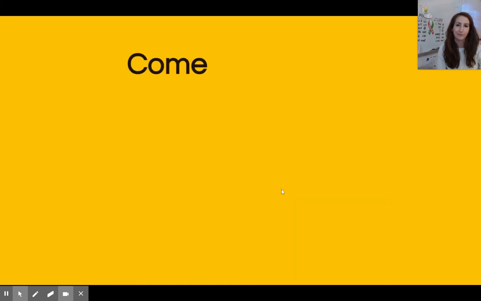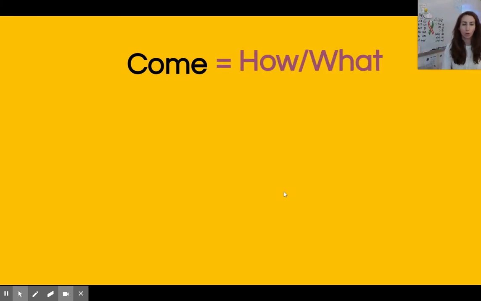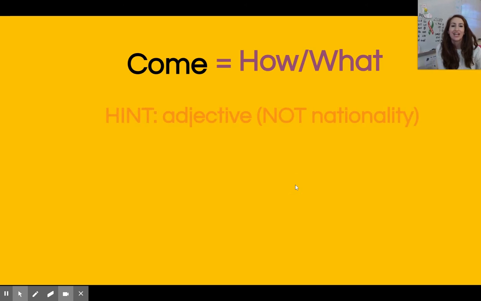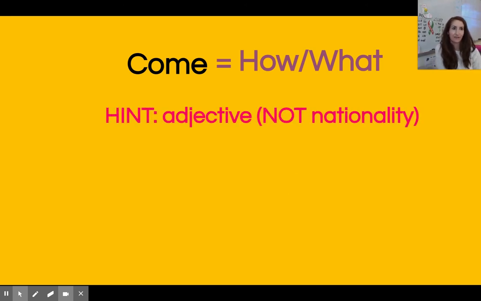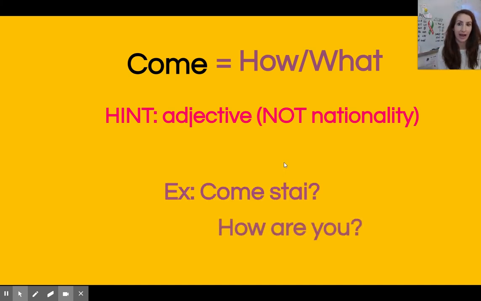Next one. Come, not come. Come means how or what. Yes, it has two meanings in Italiano, and it depends on exactly what you're talking about. So hint, you're looking for an adjective, not nationality. How are you? So for example, come stai, right? Or what is the Italian teacher like? Right? You're looking for an adjectivo.